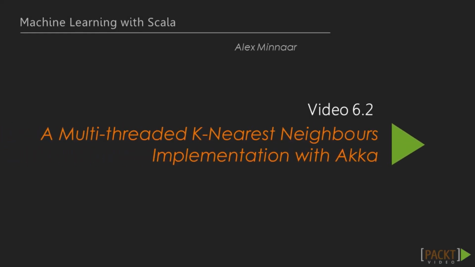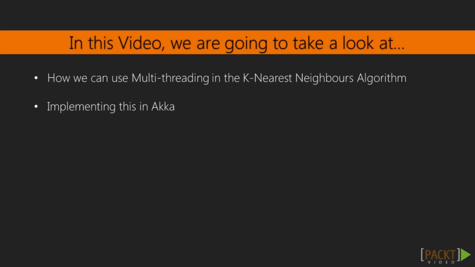Welcome to the second video of this section. In the last video, we learned about the Akka actor model for concurrent programming. In this video, we are going to use the Akka actor model to implement the k-nearest neighbors algorithm in Scala. The first thing we are going to do is figure out how the k-nearest neighbors algorithm can use multi-threading. Once we've figured that out, we're going to move over to the IDE and actually implement it in Scala.